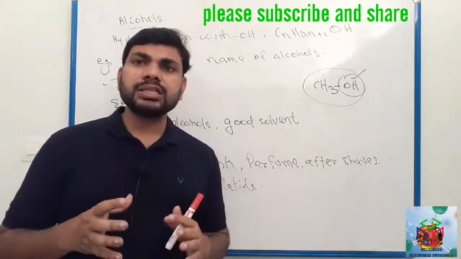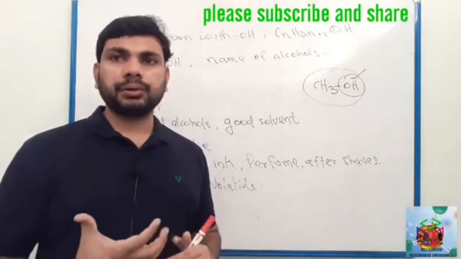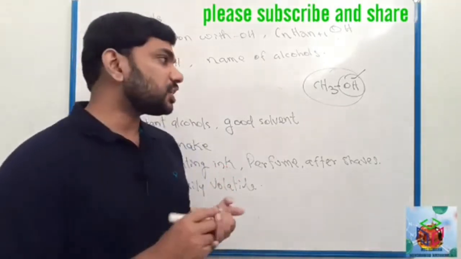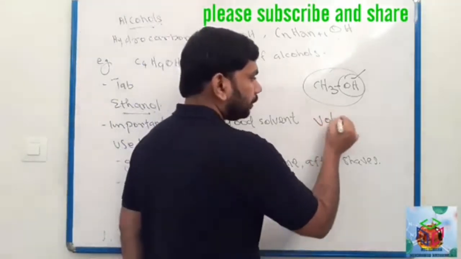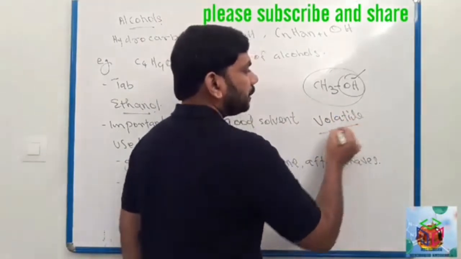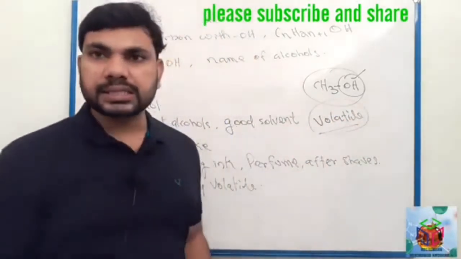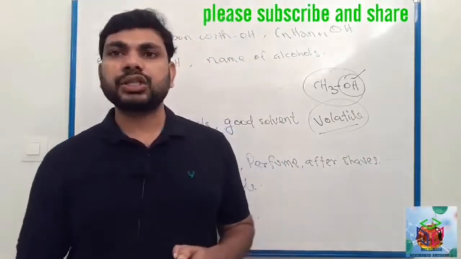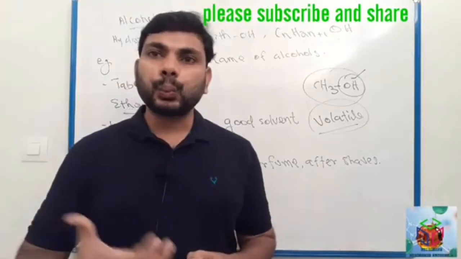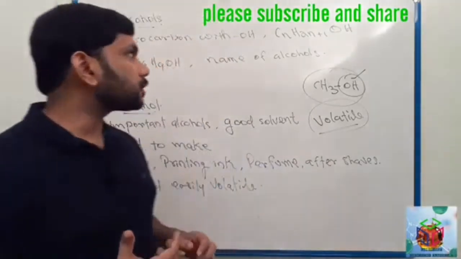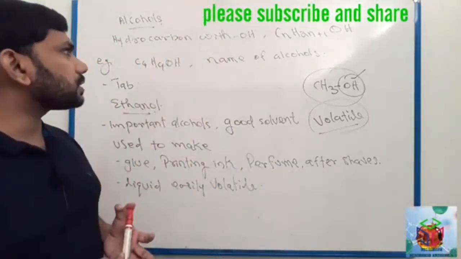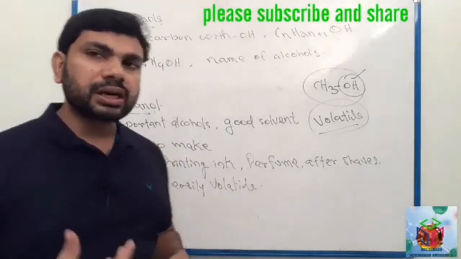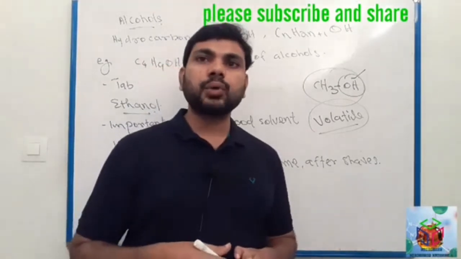Ethanol is an easily volatile liquid. Volatile liquid means it will evaporate very easily. Volatile liquid means it will evaporate at room temperature. So these are the things we have to understand here. Alcohols are hydrocarbons with functional group OH, general formula CnH2n+1OH.